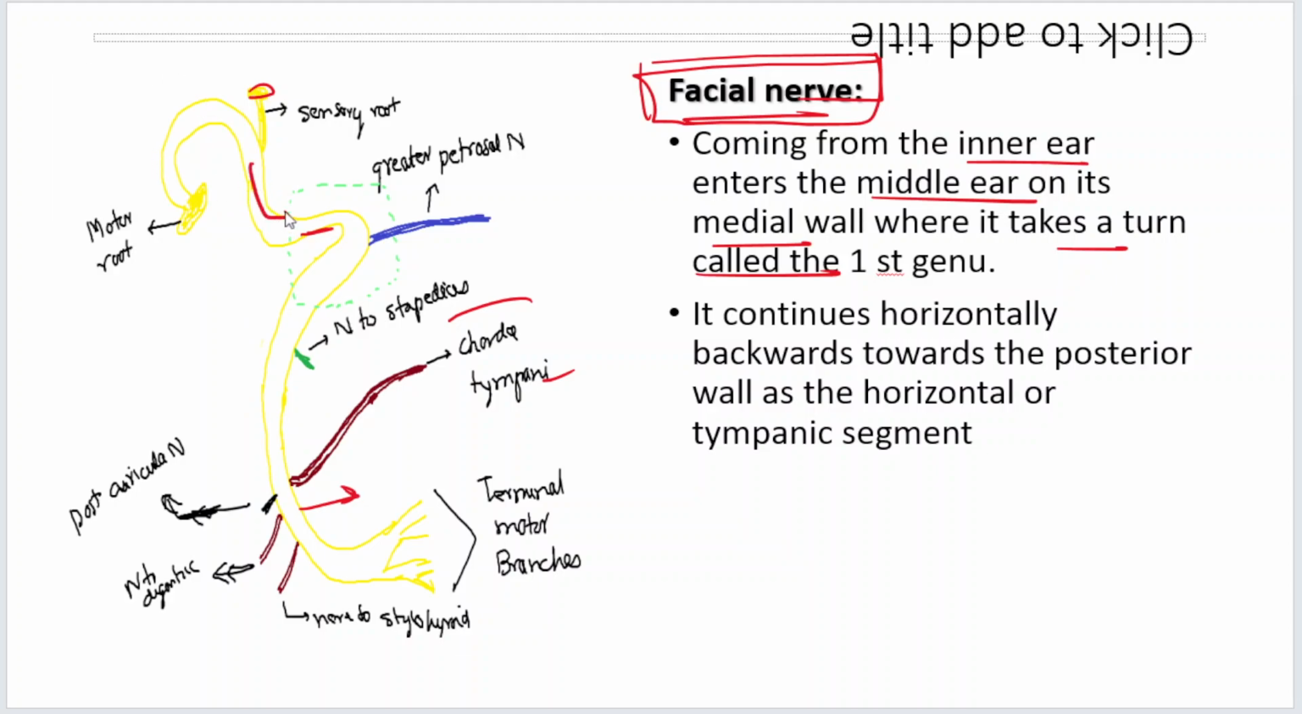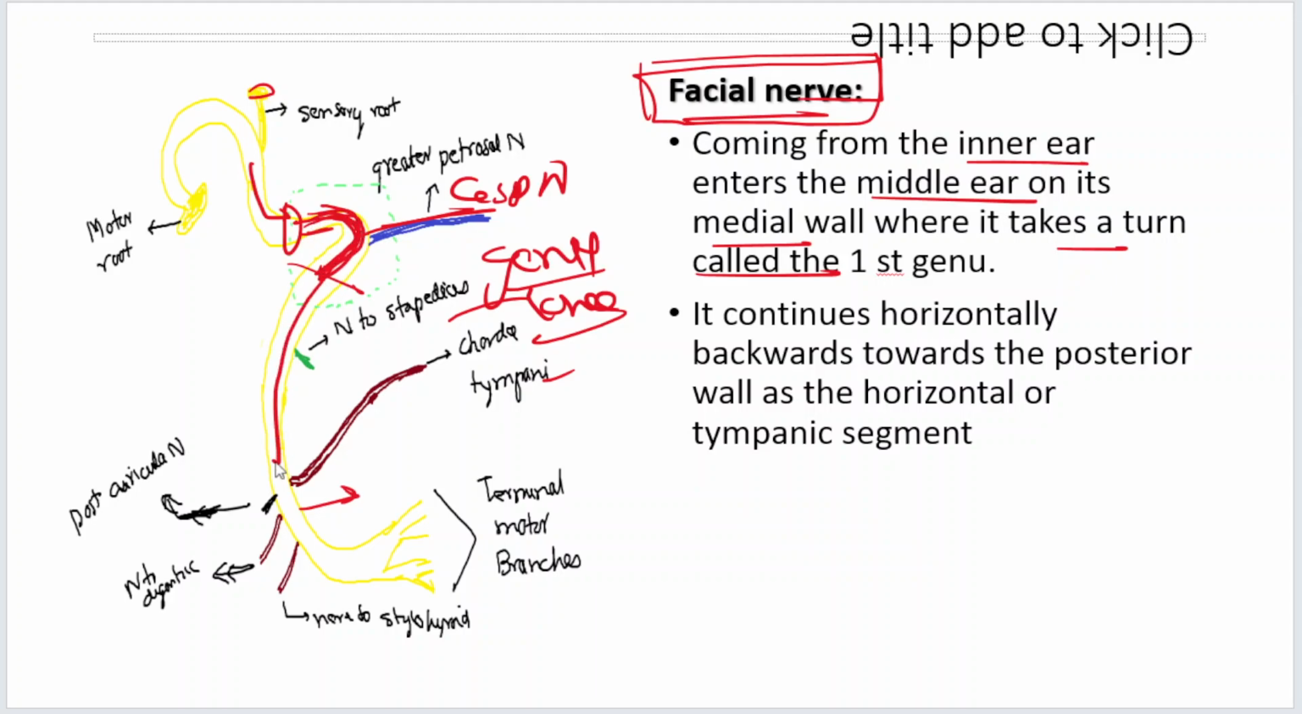When it's coming from the internal acoustic meatus, this is the middle ear, where it is entering the middle ear. That sharp bend, genu means knee. It takes a knee kind of bend here. From there it gives off the greater superficial petrosal nerve. That is not important here. So this segment is called the first genu, and from there it enters and becomes the horizontal segment of the facial nerve. What is the landmark for the first genu?